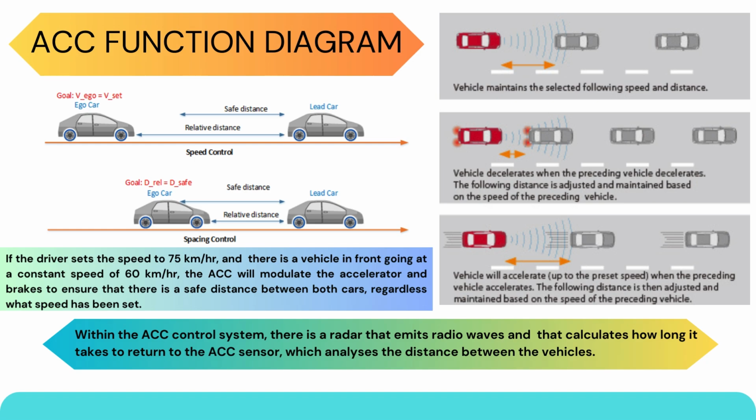And within the ACC control system, there is a radar that emits radio waves, which calculates how long it takes to return to the ACC sensor and analyzes the distance between the two vehicles. A radio wave is important because it is able to detect the car in front and maintain a certain safe speed to ensure that there is no collision when ACC has been set to follow a certain speed.